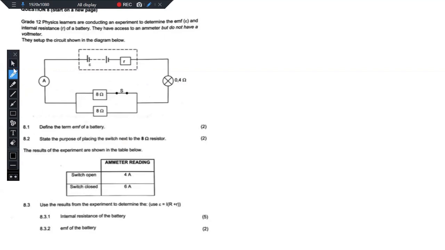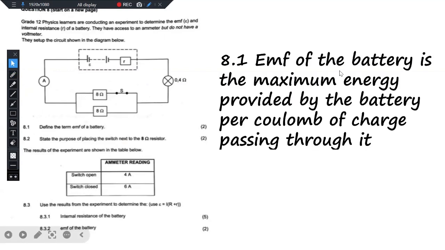We have already defined that a couple of times. Let's go and check it out. So we say EMF of the battery is the maximum energy provided by the battery per coulomb of charge passing through it. Right. Then 8.2 says state the purpose of placing the switch next to the 8 ohm resistor.